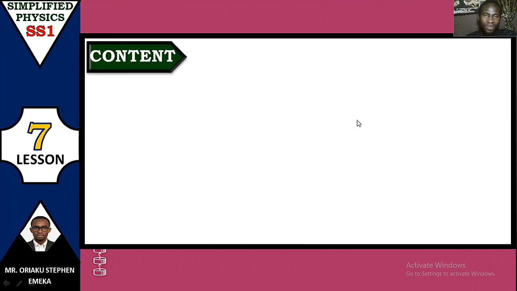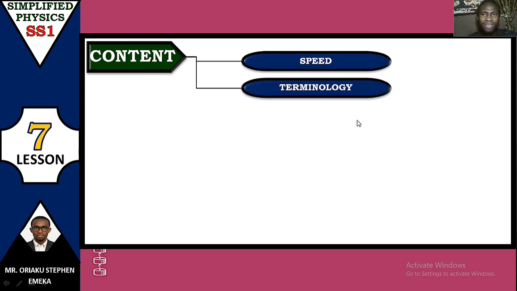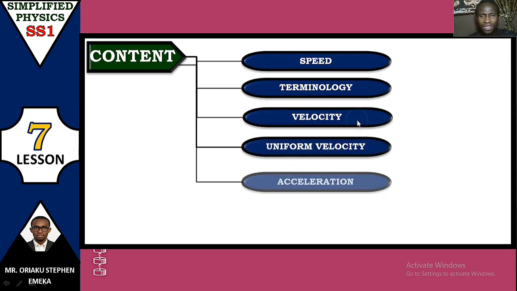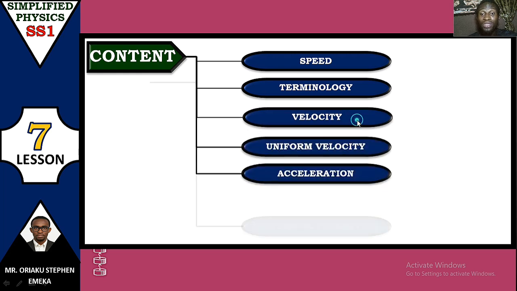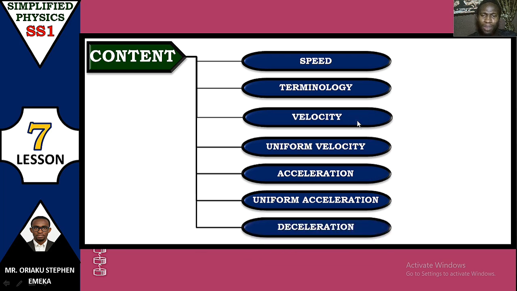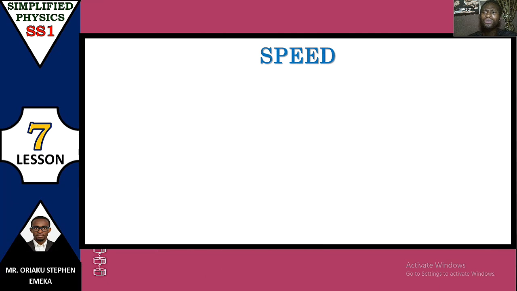Okay, so our content, the course outline, we're going to be discussing what speed is. We're going to be discussing the terminologies used in speed. We talk about velocity, uniform velocity, acceleration. So those are the things we are going to be talking about. Uniform acceleration. So what do these things mean and how to solve questions from them. So talk about what is deceleration. So these are what we are going to be discussing. So let's go to the first outline.